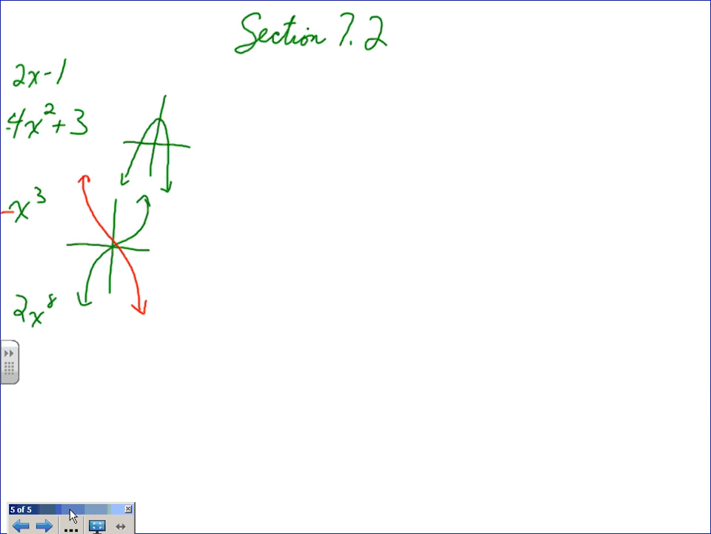Let's take an equation. Let's take a function that looks like f of x equals x to the 4th minus 5x squared plus 3. Tell me the general shape of that. It's a W shape. Left end rises, right end rises.